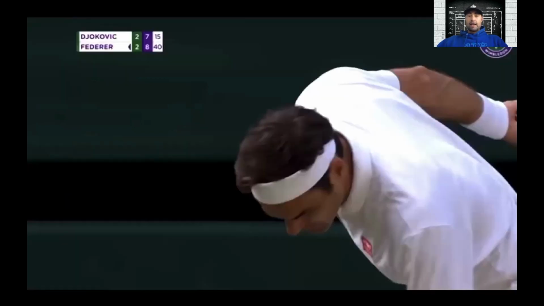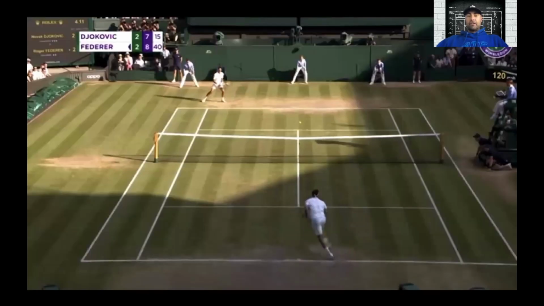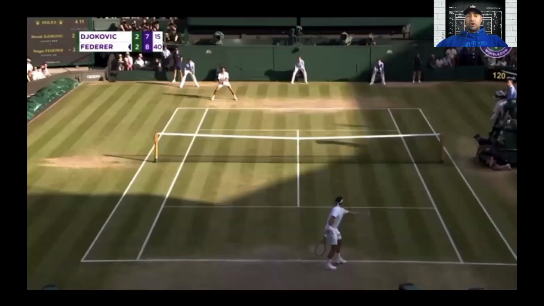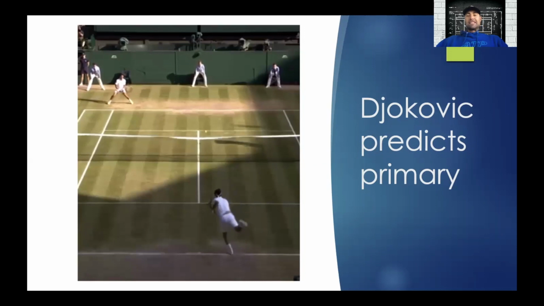So we're going to have a look at that now. Huge, huge point here. You can see Federer just misses that one. And if you go back and you look at it, you're going to see that Djokovic split steps to the right. He predicts that Federer is going to serve wide. Right here, you can see that in the top of the screen, he split steps to the right.